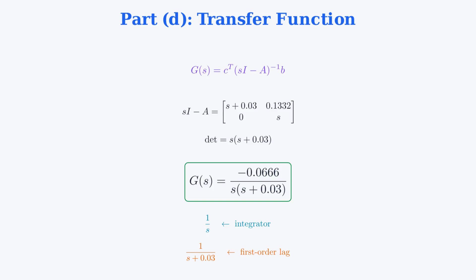This transfer function is the product of a first-order lag with time constant 1 over 0.03 and an integrator 1 over S. The negative sign means the system has an inverting characteristic. Increasing voltage decreases the water level, which makes physical sense since the motor opens the valve more, letting more water out.